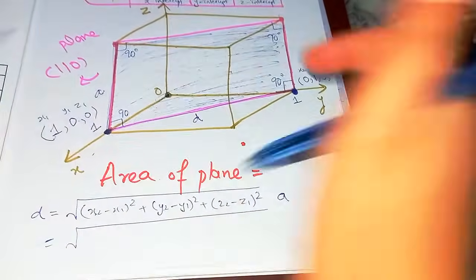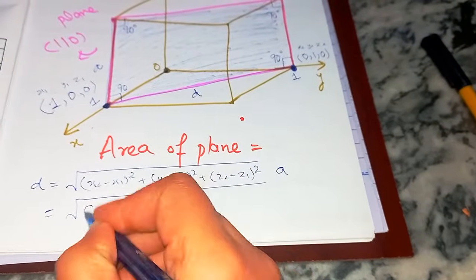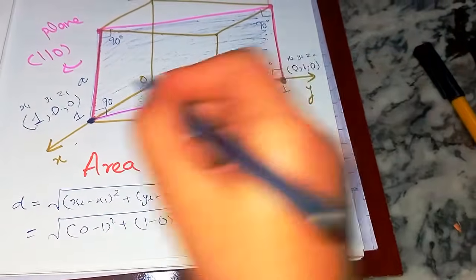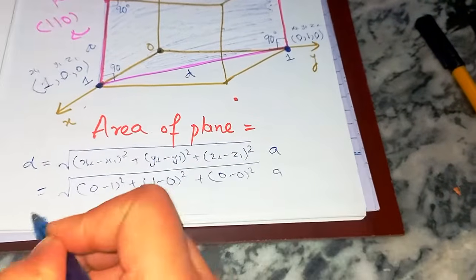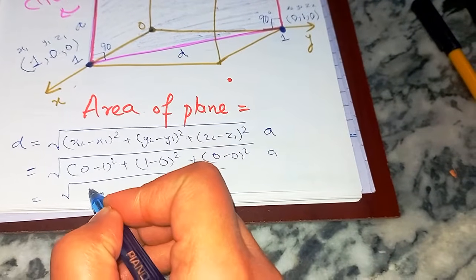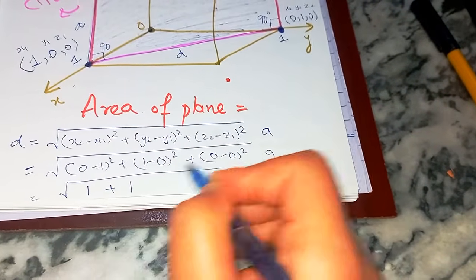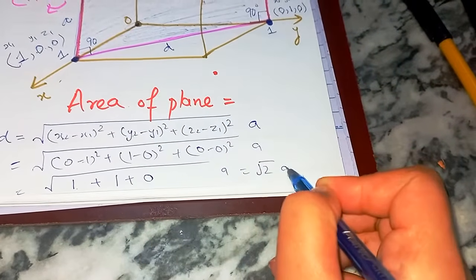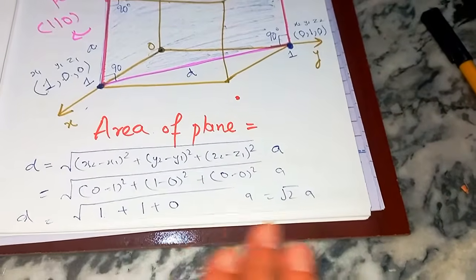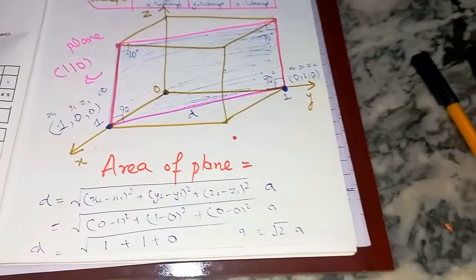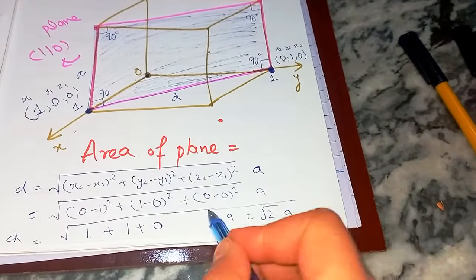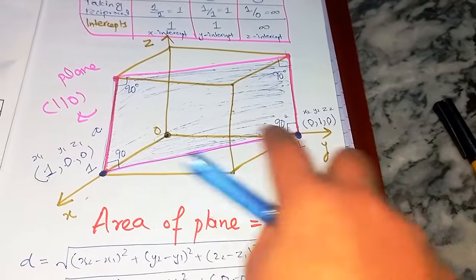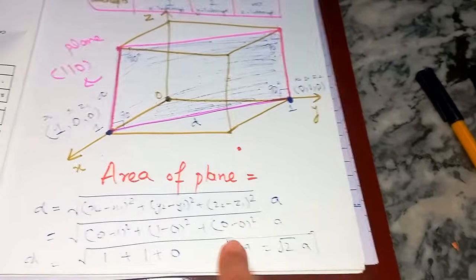So x2 minus x1, 0 minus 1 whole square, plus 1 minus 0 whole square, plus 0 minus 0 whole square, into a. Under root, minus 1 square is 1, 1 square is 1, 0 square is 0, and it's 1 plus 1 plus 0 is 2, under root 2 into a. That is the length. And you have seen that it's so easy. It was really easy, no? So whenever you want to find out the length, just find the end points of the line and use the distance formula to calculate the length.